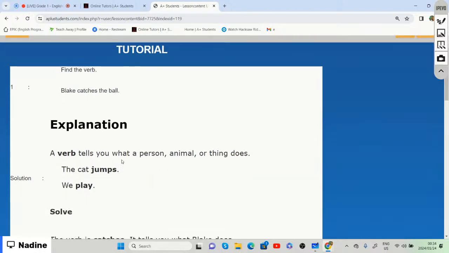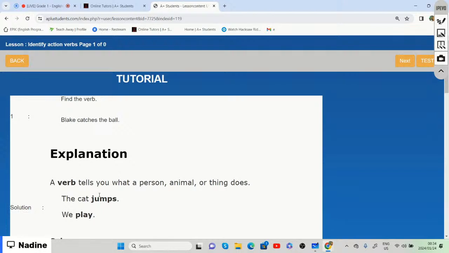All right. Now it says we need to identify the action verb. Which means that a sentence will be given to us, right? And we're going to have to underline the action verbs within that specific sentence. That way we'll be able to identify the verbs, right?